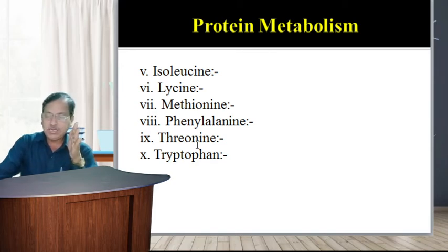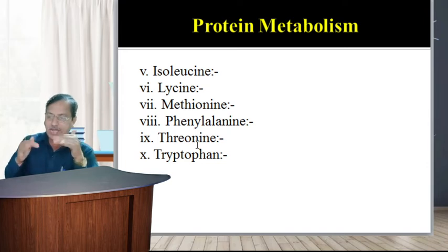And last is tryptophan. Its biosynthesis involves conversion of chorismate to anthranilate using anthranilate synthase. This enzyme requires either glutamine as the amino group donor or ammonia itself.